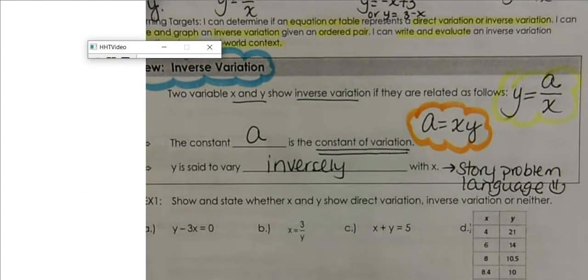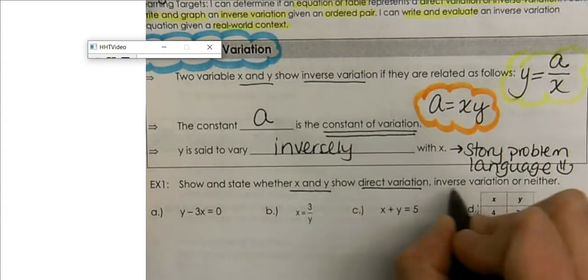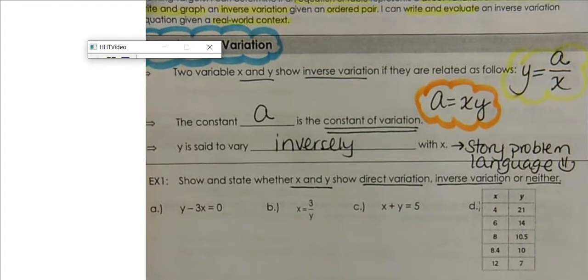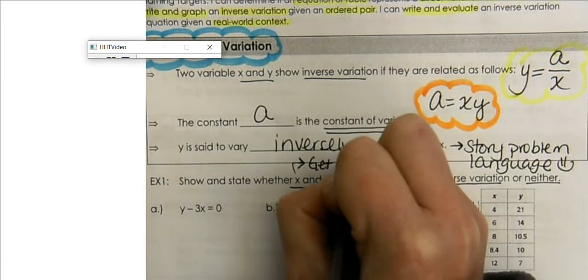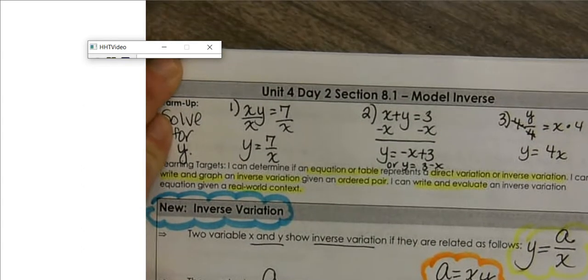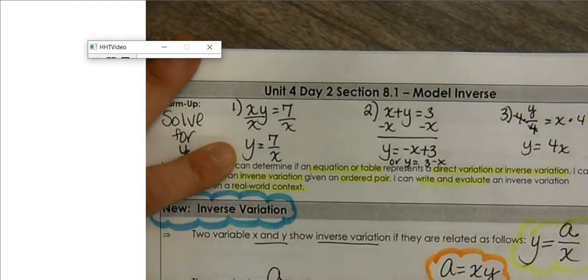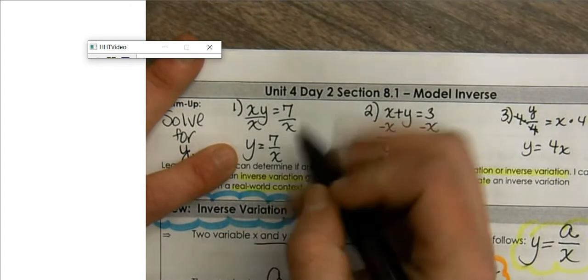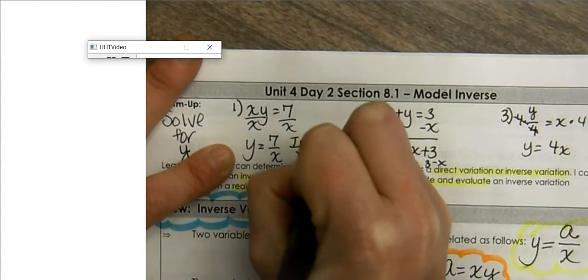So in example number 1, what we want to do is show and state whether x and y show a direct variation, inverse variation, or neither. So essentially, just like our warm-up, we need to get y alone, or solve for y. And by doing that, we will be able to see if our equation models direct, inverse, or neither. So let me show you what it's supposed to look like. In our warm-up, do you see how number 1 is y equals a number divided by x, a over x, 7 over x? This is an example of an inverse variation equation.